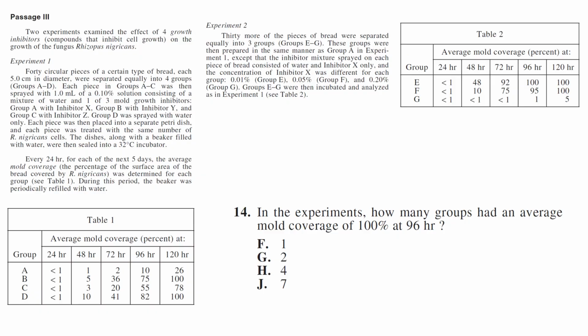In the experiments, how many groups had an average mold coverage of 100% at 96 hours? So we have 96 hours, and we only see 100% in group E in experiment 2. So 1, choice F.